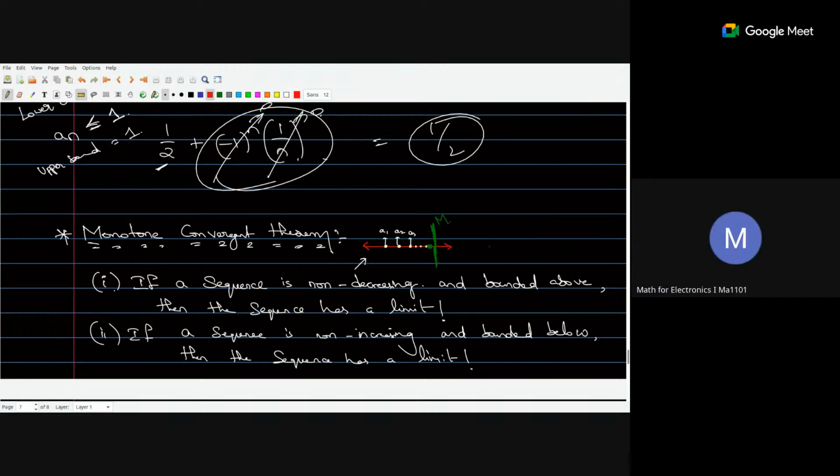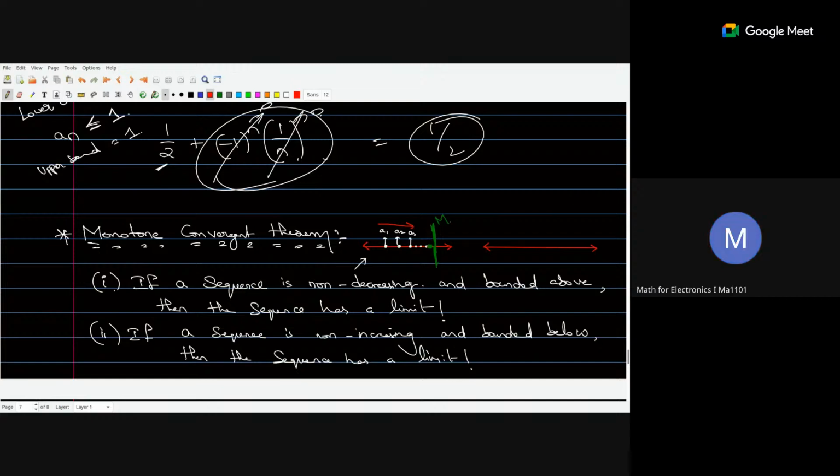Okay. So the second statement says this thing. Is it like a pendulum sequence, right? No, it's not a pendulum sequence. It's actually an increasing sequence. It's slowly moving towards M, but it's not crossing M, not crossing the limit.